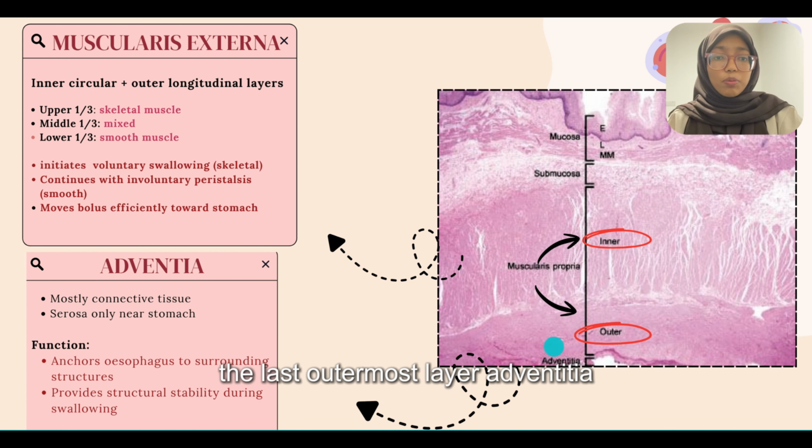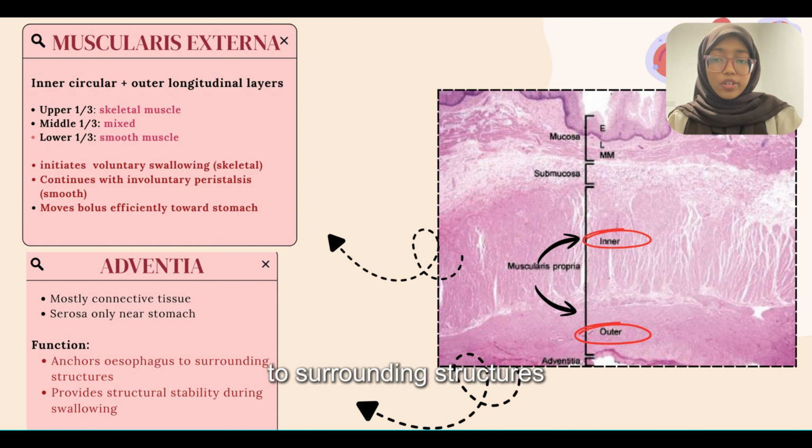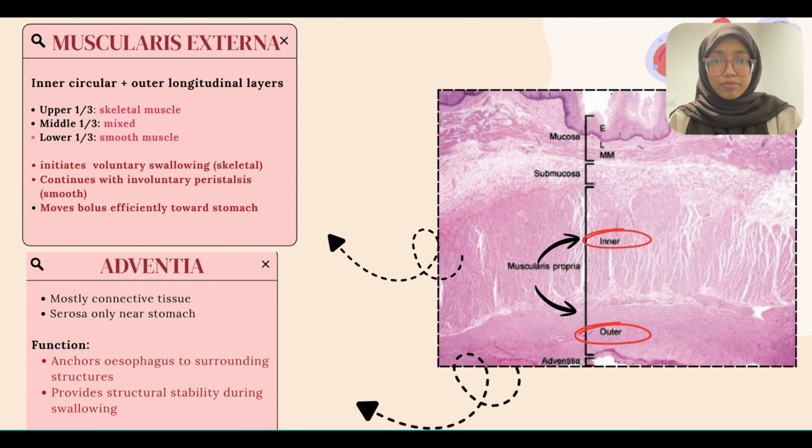The last, outermost layer, adventitia, is mostly made up of connective tissue and its function is to anchor the esophagus to surrounding structures while providing structural stability during swallowing.